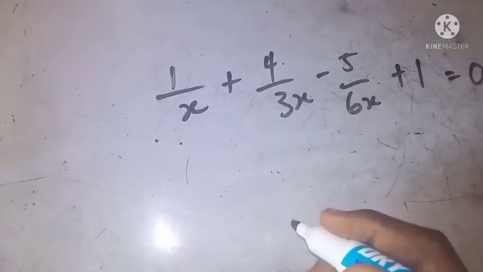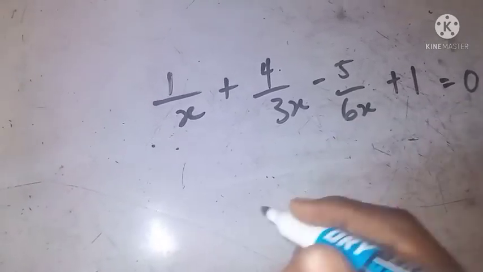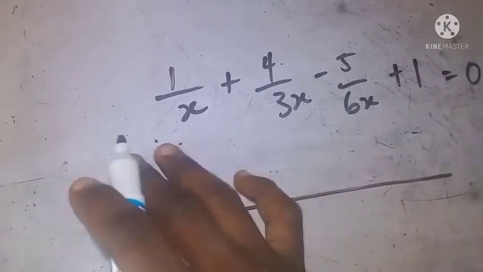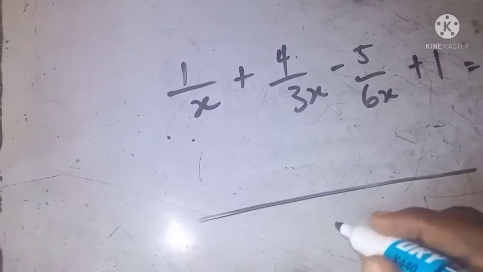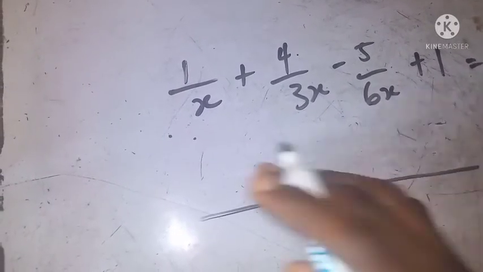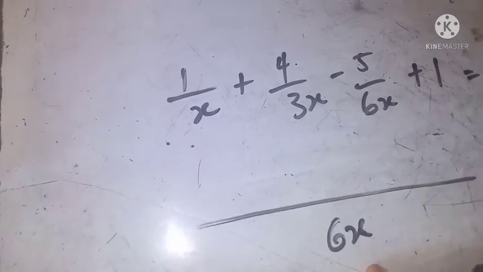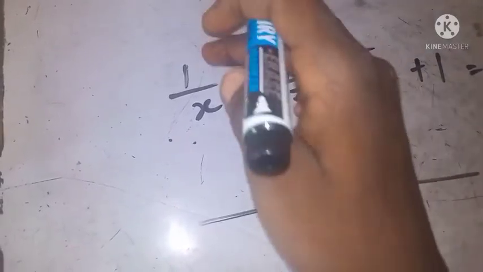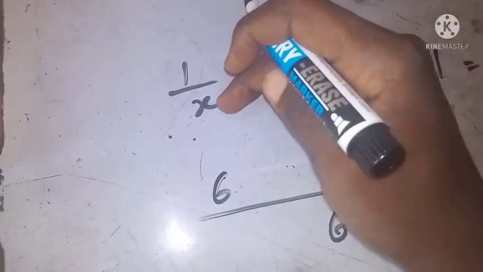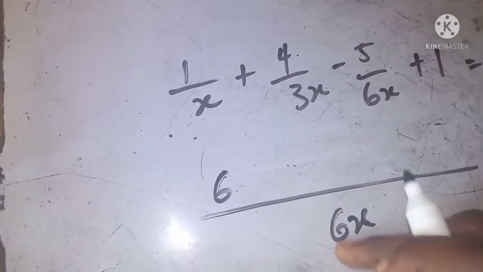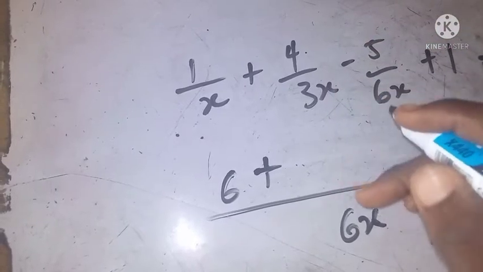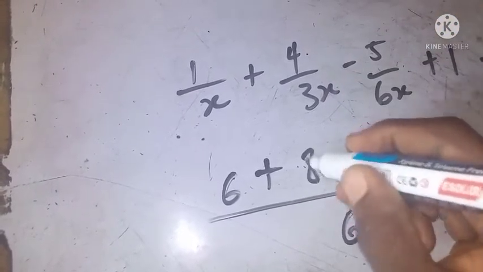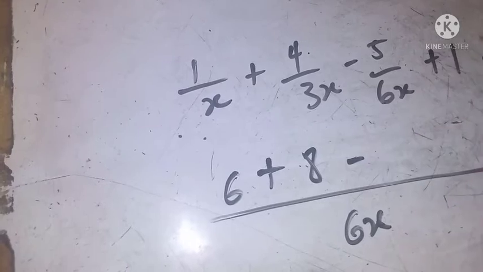So in order to save time, what I basically do when I have a question like this is to find a joint LCM. So the LCM of all of them, I can use 6x because 6x goes for all of them. X in 6x: if x cancels x, what will be left? 6. 6 times 1, 6. Plus 3x in 6x is 2. 2 times 4, 8. Minus 6x in 6x, 1.